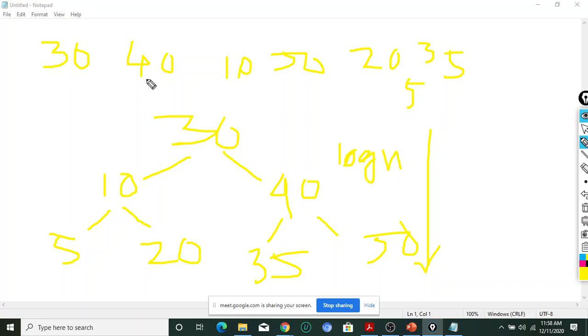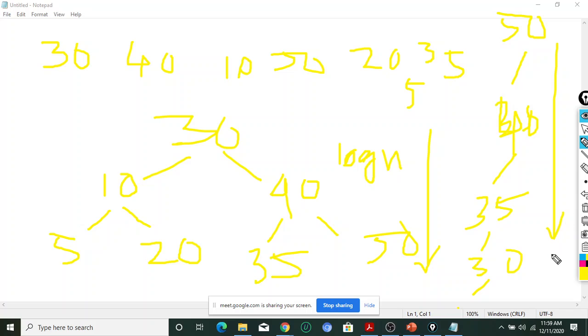But if I consider this tree, and 50 is the first node, and I insert in descending order, then we will get 50, then 40, then 35, then 30, then 20, then 10. So here the height of this tree is n. So what is the minimum height? Log n. What is the maximum height possible in a binary search tree? That is n.